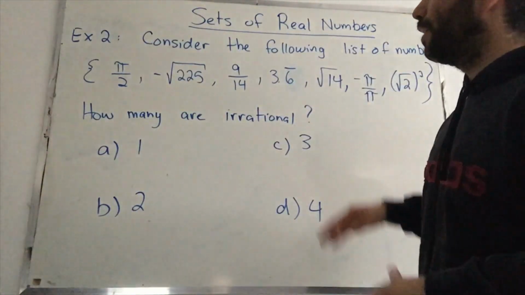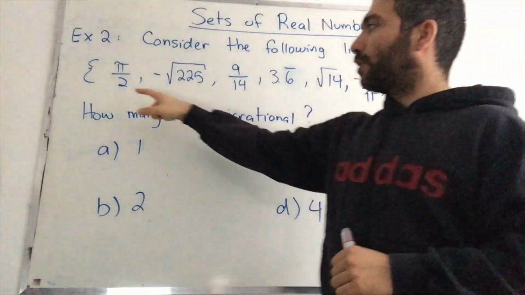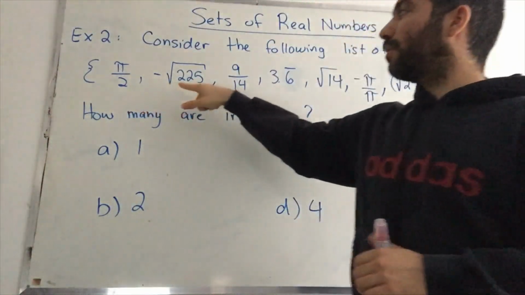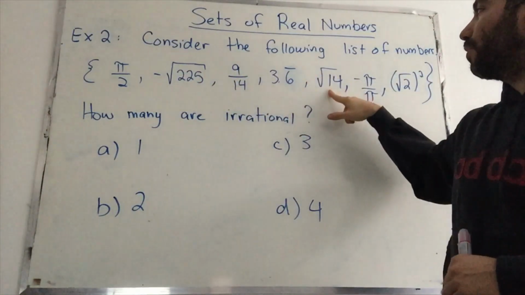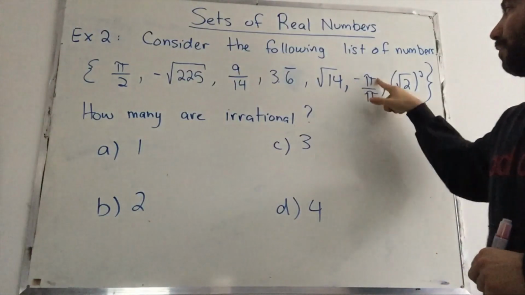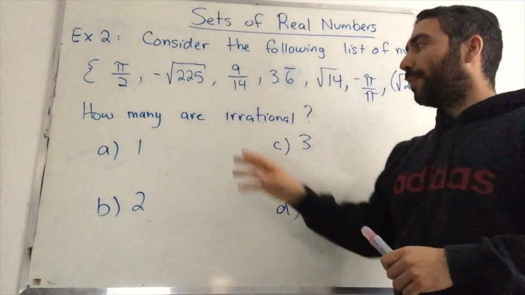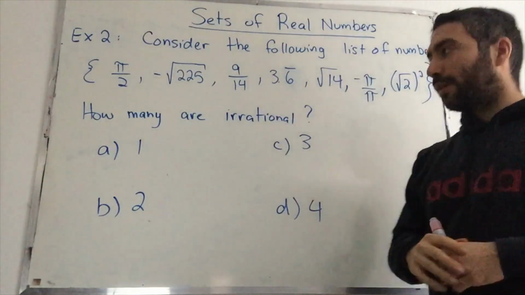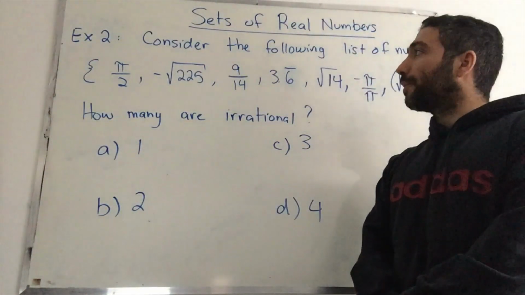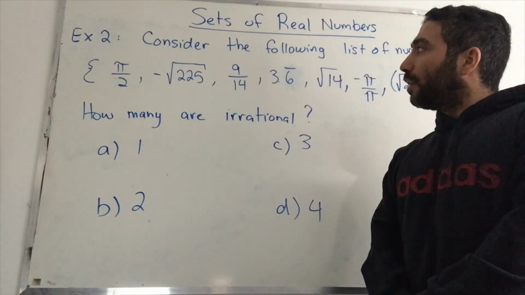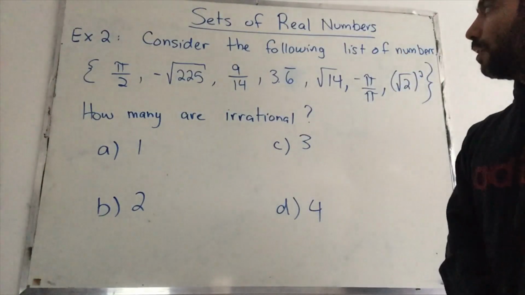Okay, so in this example here, they're asked to consider the following list of numbers. So we have pi over 2, negative square root of 225, 9 over 14, 3.6 repeating, square root of 14, negative pi over pi, and square root of 2, all that squared. And they ask how many of these numbers are irrational. This is a very typical multiple choice question that they ask on exams. So let's go ahead and do this together. Again, I urge you guys to pause the video, try it on your own, see if you get the same answer as me. So let's go ahead and start.